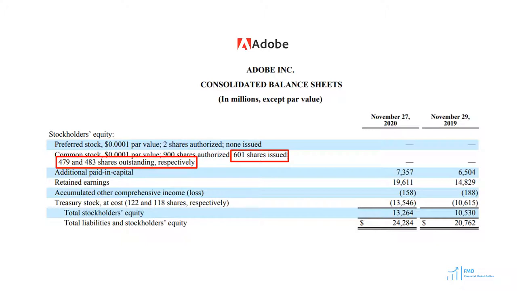And finally, note that common stock includes shares issued of 601 million and shares outstanding of 479 million in 2020. So, the difference of 122 million shares shown in the treasury stock is the number of shares that Adobe bought back from the market. The value of the shares that the company bought back is 13.5 billion. Indicating that the company's share price has been performing well since the value of the treasury stock is greater than the value of additional paid-in capital. Also note that treasury stock is contra equity account and therefore its value is reported as a negative number.